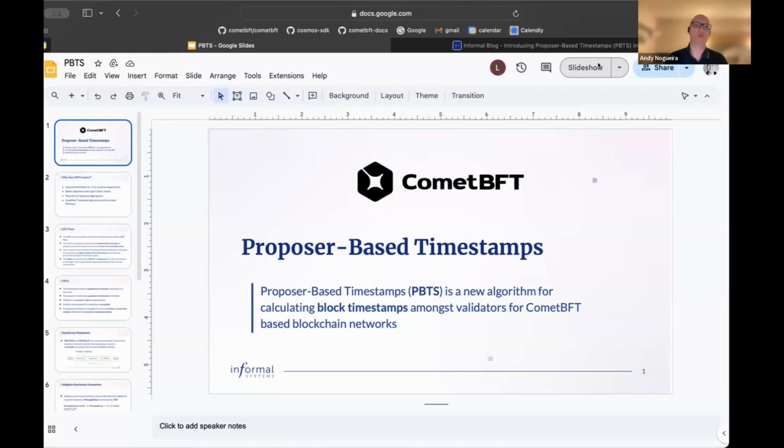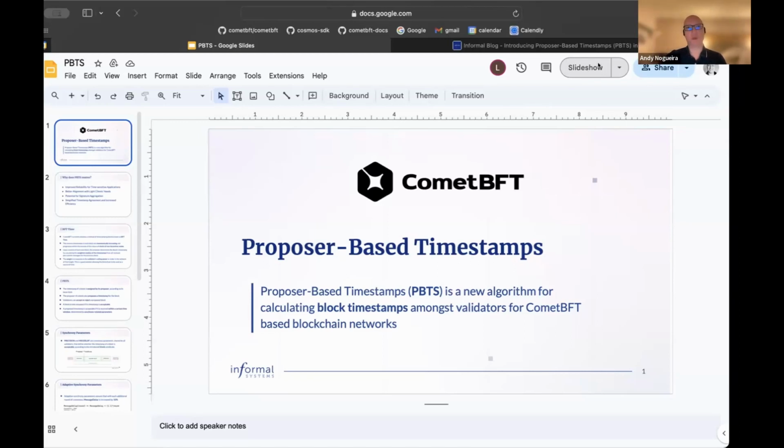The proposal-based timestamps, as you know, is a different algorithm to calculate the block timestamps among the validators, something that some chains and some people will benefit from. I'm actually in Denver right now, and I've been talking to some people, and people are getting really excited about the prospects, depending on the use case. This is quite interesting for them. I just met Dave from Osmosis. I told him this is coming, and he was really excited that this is happening right now.